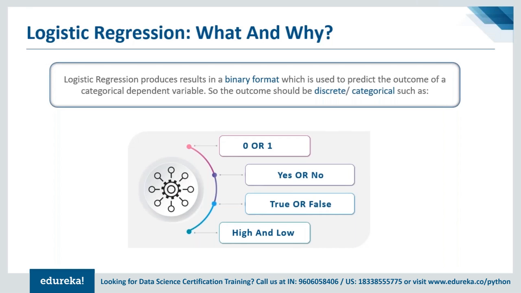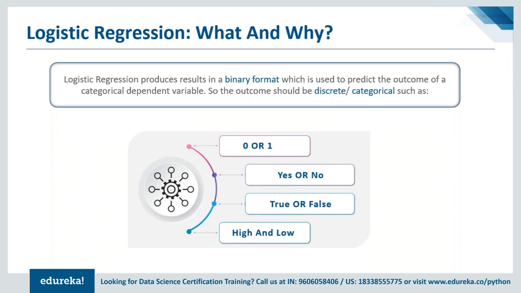So logistic regression produces results in a binary format. Predominantly, unlike what we saw in our previous example, which was a continuous format. But wherever we have to do prediction in a binary format, linear regression fails. So we will not be able to do binary prediction using linear regression, and in those cases you will have to use logistic regression.